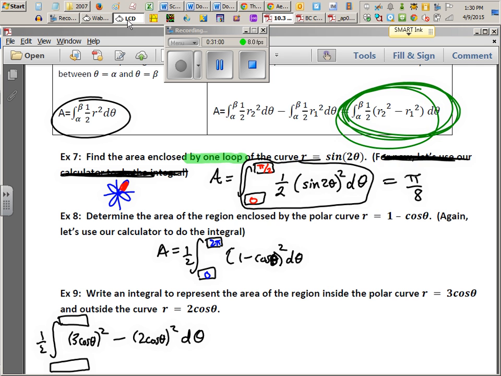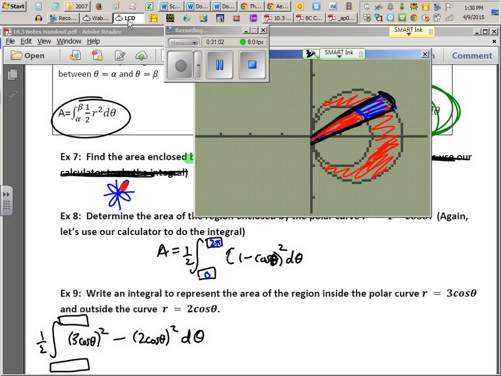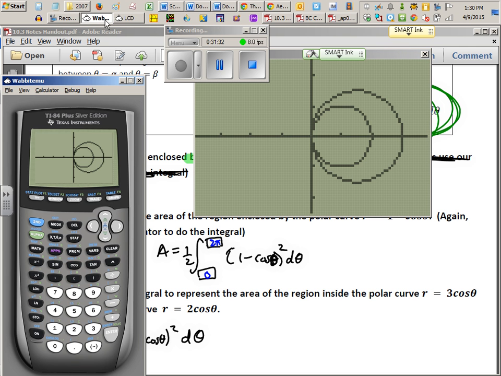Does anyone care to guess what the limits of integration will be? 0 to 2 pi? Are you saying that because it's like a full circle? Okay. How sure are we that it's 0 to 2 pi? Not very. It turns out that the correct limits of integration are not 0 to 2 pi. Okay, is there a question? Go ahead. Yeah, I think you said it was outside minus inside. Yeah, 3 cos is the bigger circle here. 2 cos is the smaller circle. So if you're not sure about that, you can graph them one at a time to check.